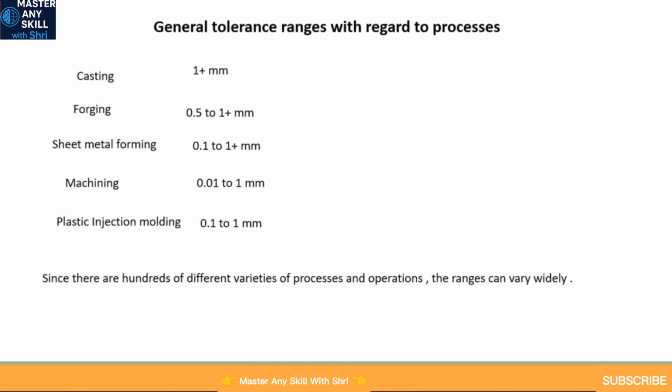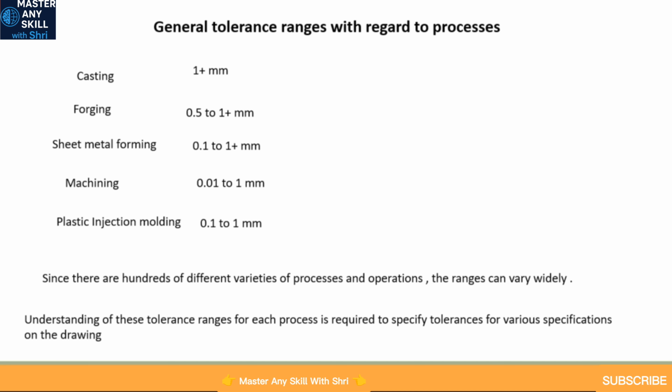So there can be hundreds of different varieties of processes and operations relating to manufacturing, and all of these can have a wide range of tolerances associated with them. So the ranges can vary widely. This will give you the basic relative differences between the most common processes.